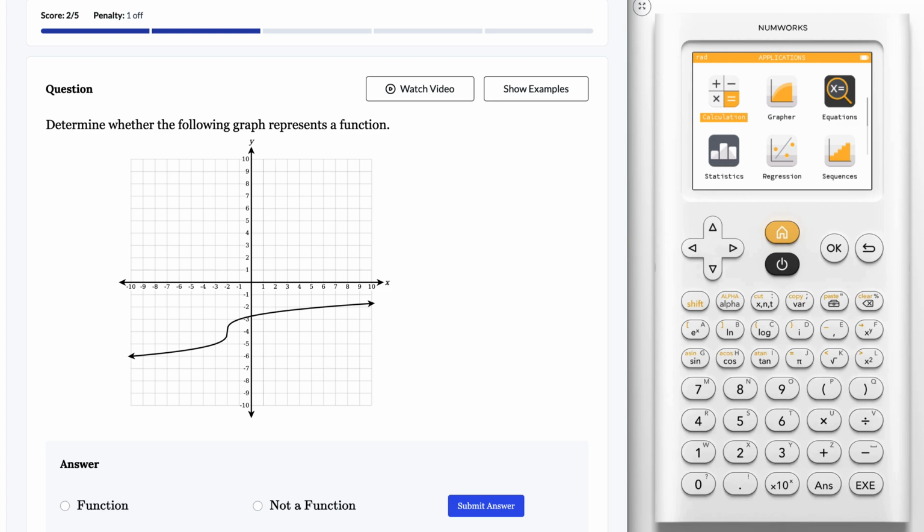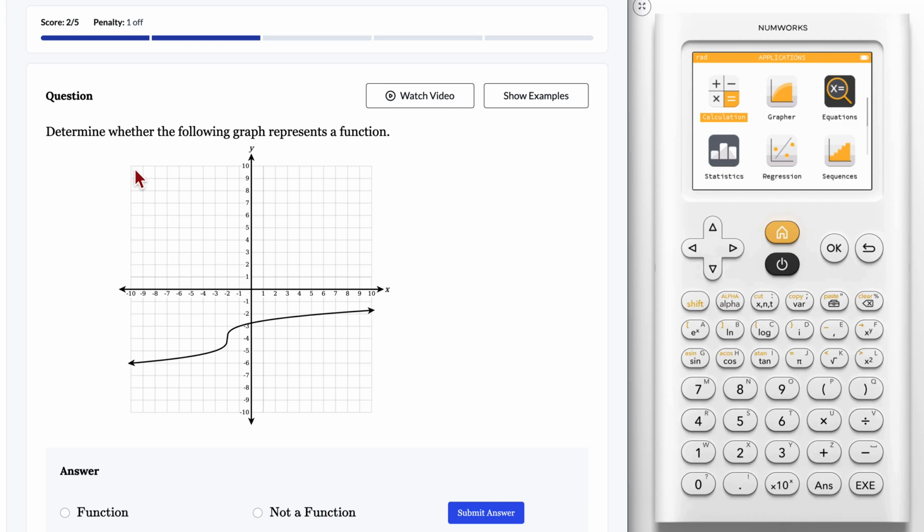We're going to look at whether a graph represents a function. Now, this is a pretty simple thing to do. We have something we can use called the vertical line test. And what we're looking for is, does each input have only one output, and is each input unique?